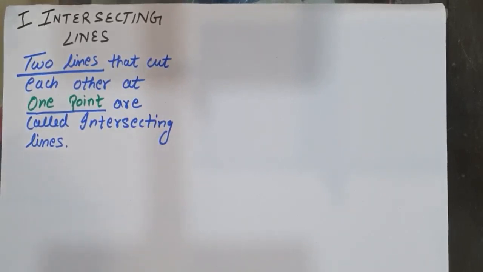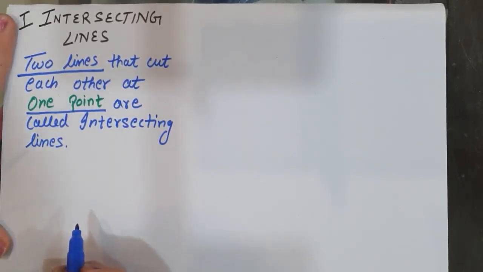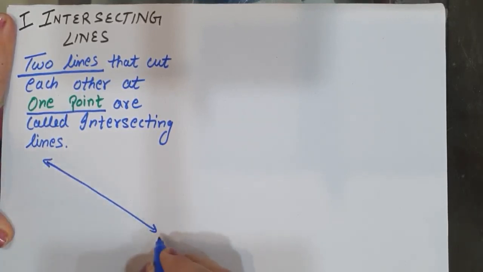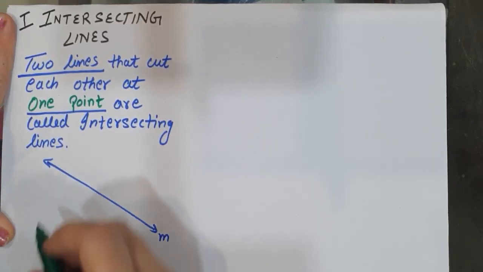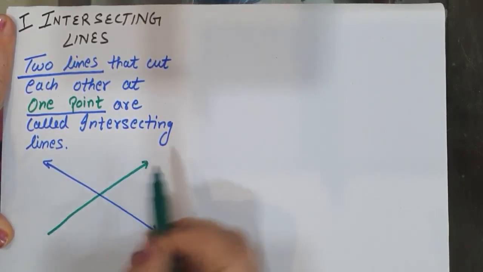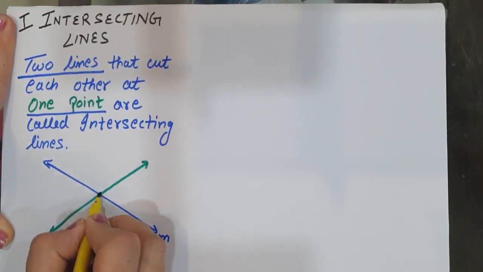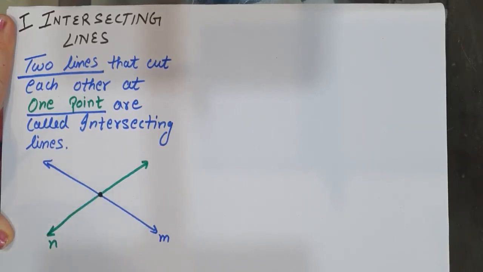Let me just draw a diagram for you so as to illustrate the answer properly. Let us suppose I draw one line and name it as small m. In the same way, I draw another line and I name it as small n. Here I can see both these lines are meeting at one single point. Let us name it as P. It should be capital P, as the name of the point is always in capital. So the point where both the lines are meeting is known as point of intersection.